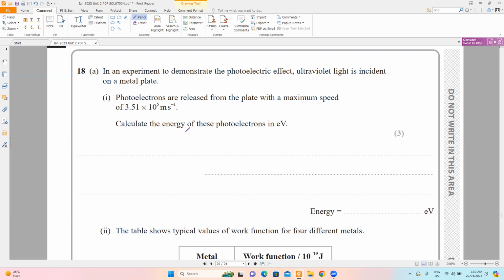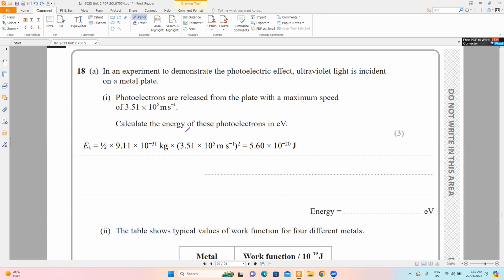So guys, once you have the value of speed, it's expected of you to remember the value of the mass of an electron. Once you have the mass and the speed, you can easily find out the kinetic energy using half mv square. But once you do that, you'll see that the value comes in joule. But the question clearly says to calculate the value in electron volt. How exactly do you do that?